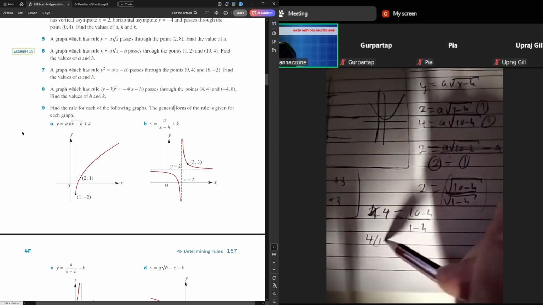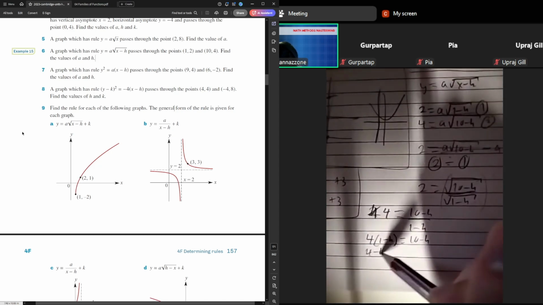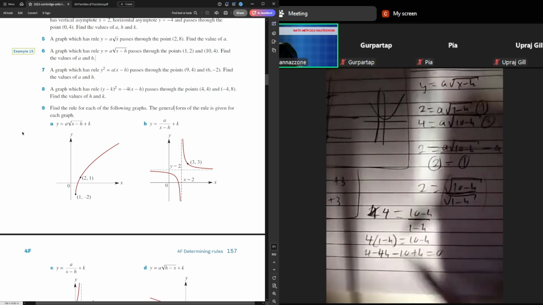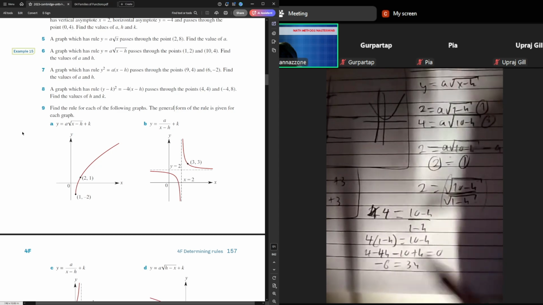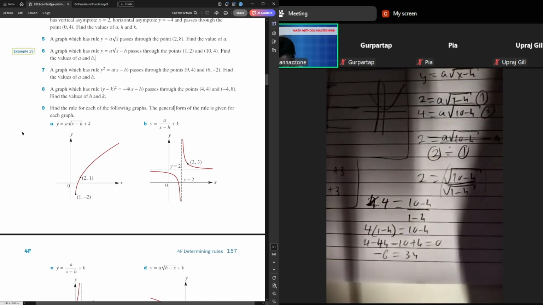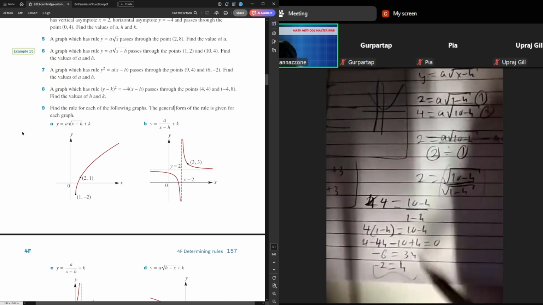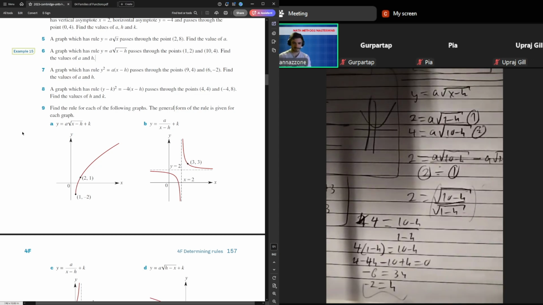4, 1 minus h equals 10 minus h. 4 minus 4h minus 10 plus h equals 0. That's going to be 3h over here, and then minus 6 over there. And so we're going to have minus 2 for h. Okay, and then how do we cap it off? Sub it back into equation 2. Yep, equation 2 works fine.